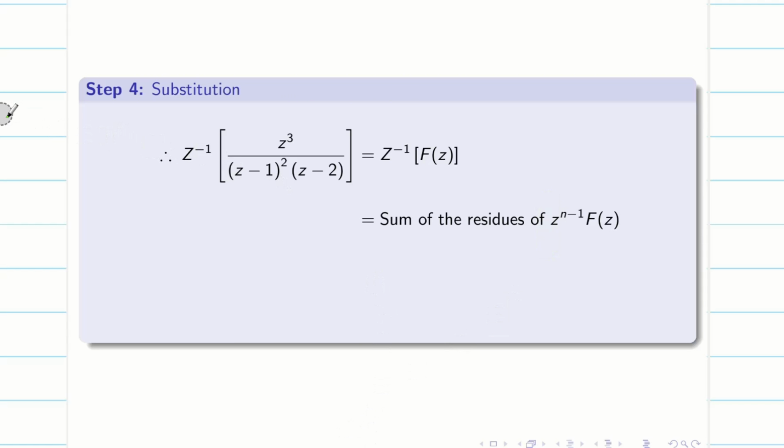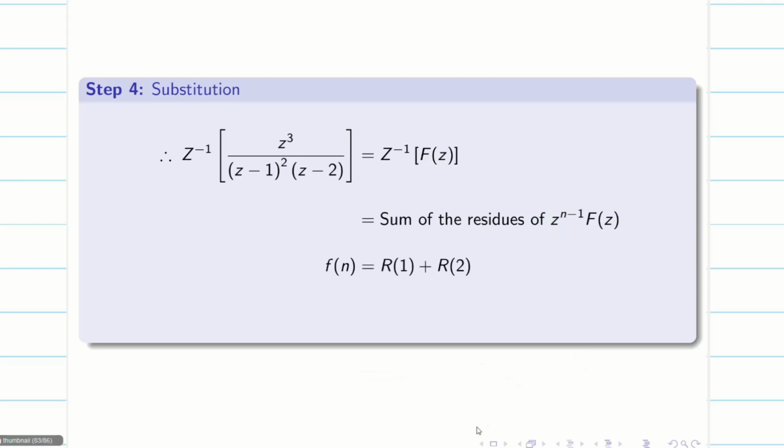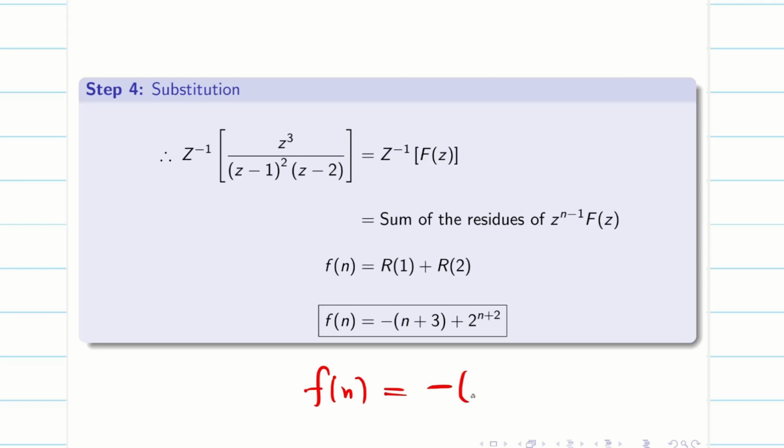My final answer is going to be the sum of the residues of z power n minus 1 into f of z. That is simply R of 1 plus R of 2. R of 1 is minus of n plus 3, plus R of 2 which is 2 power n plus 2. So either you can write it like this, or you can write more precisely minus of n plus 3 plus 4 into 2 power n. You see students, in none of the problems did I apply any Z inverse formula. I am getting the answer using just the two formulas, for a pole of order m or a pole of order 1. That is the power of the residue theorem.